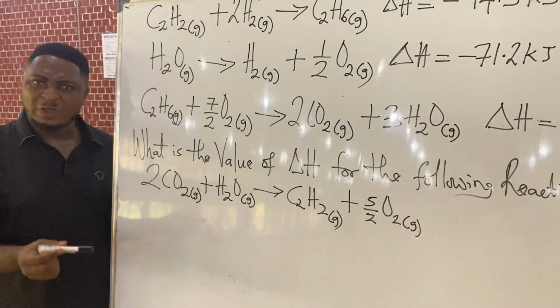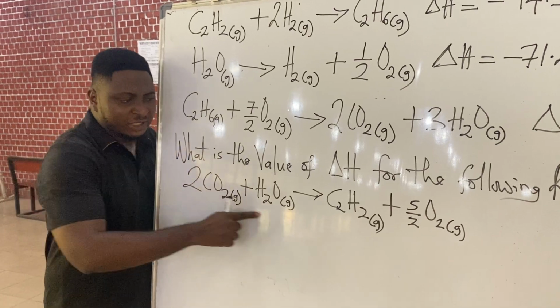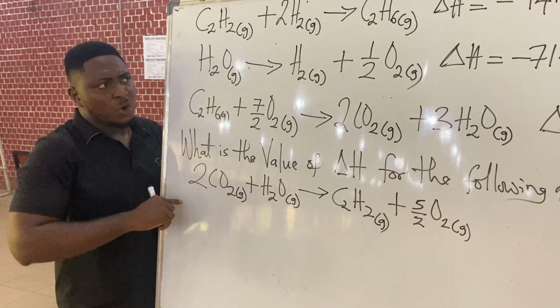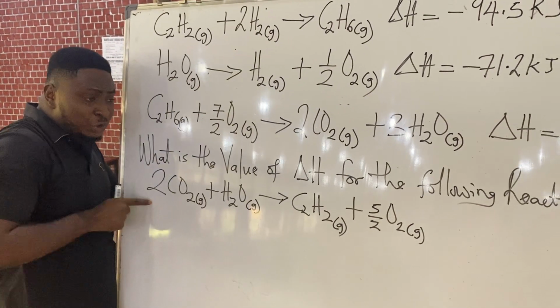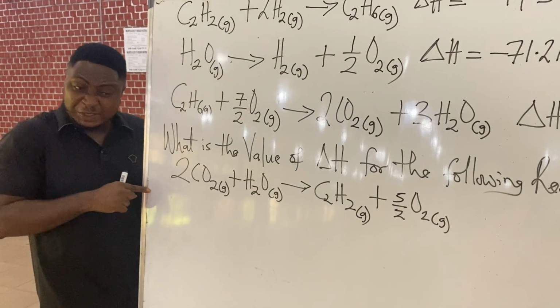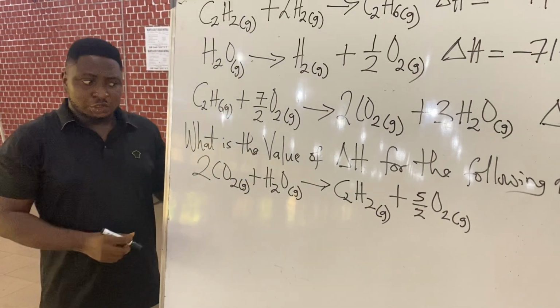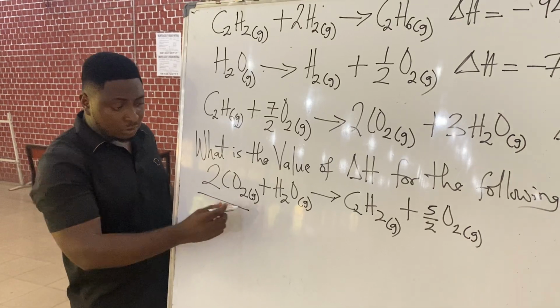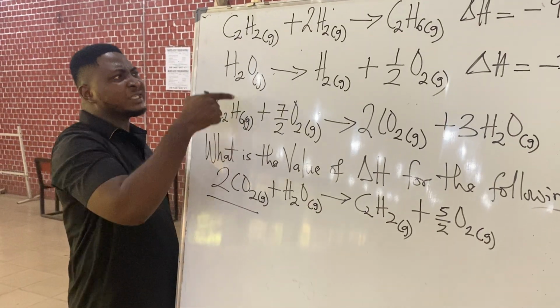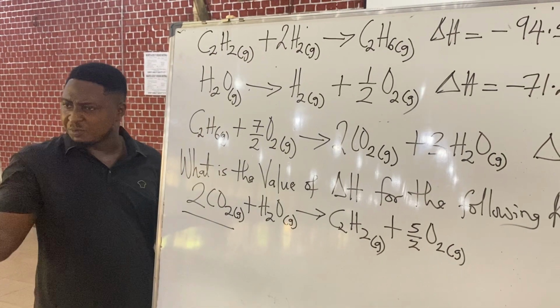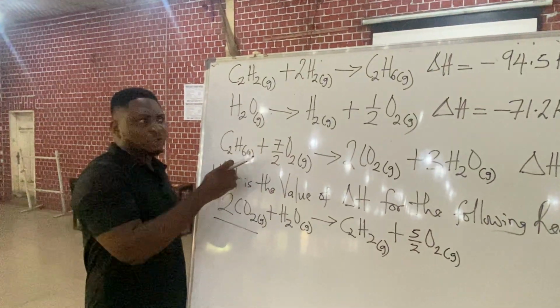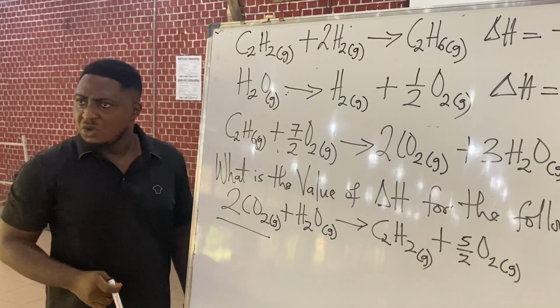As we have been saying, when solving for this equation, we will need to rearrange these three equations to suit this particular equation so that we can get its enthalpy change. So we're going to be starting with 2CO2. Class, work with me. Where can we see 2CO2 in these three? Where can we see it?